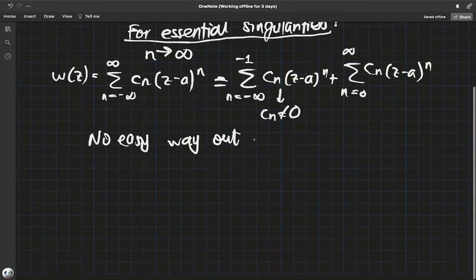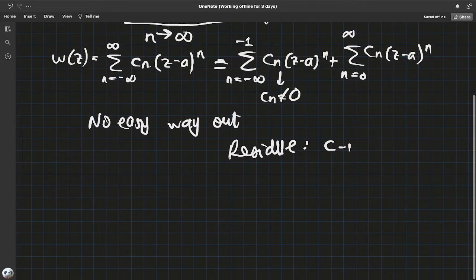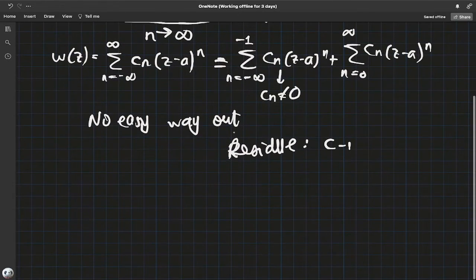Well, if you recall what the residue was: the c minus 1 coefficient of the Laurent series expansion around that singularity point. For an essential singularity, a function with an essential singularity inside the contour of integration, you of course need the residue to solve that. How do you do that?